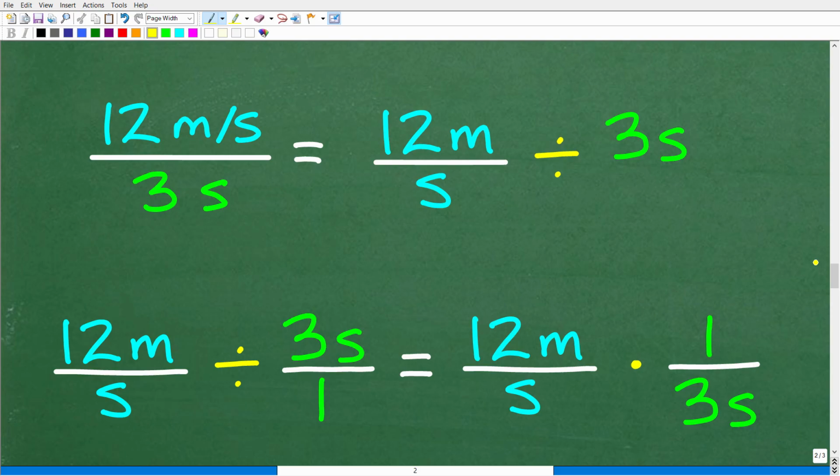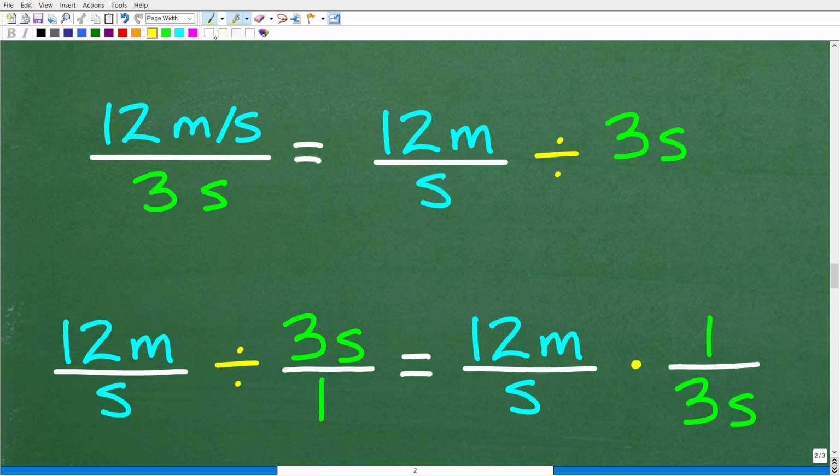Okay, so let's go ahead and move on to the second half of this problem, which is to figure out this unit of measure, because the math is pretty straightforward here. So we have 12 meters per second divided by 3 seconds. Now, of course, 12 divided by 3 is going to be 4, but let's just walk through this nice, lovely fraction problem step by step.